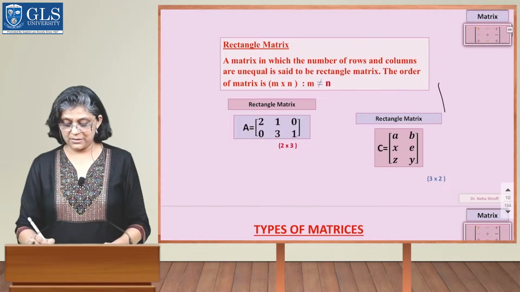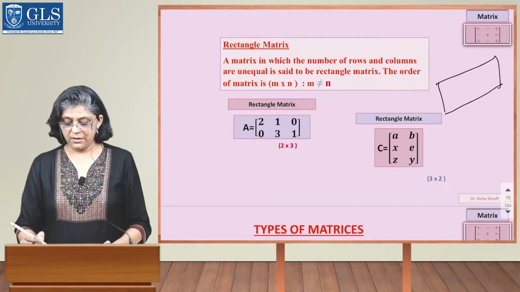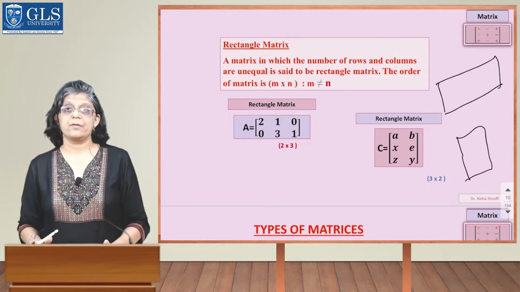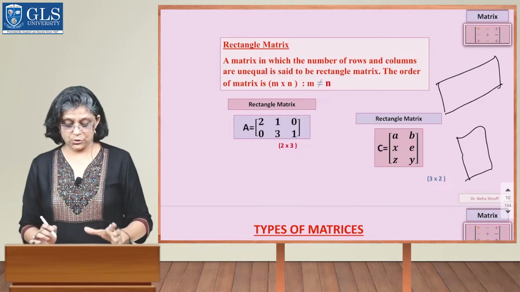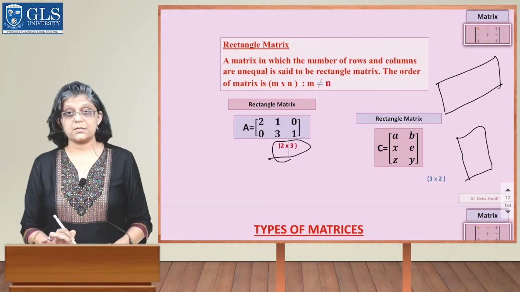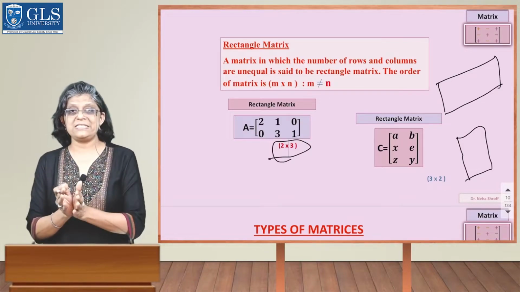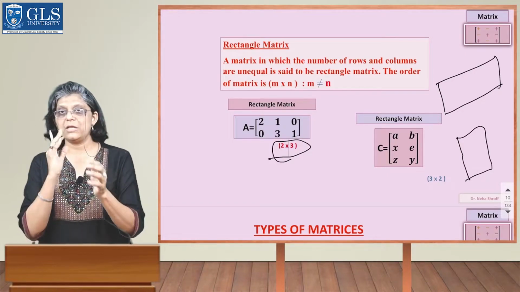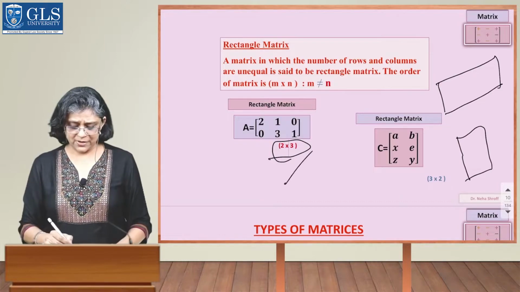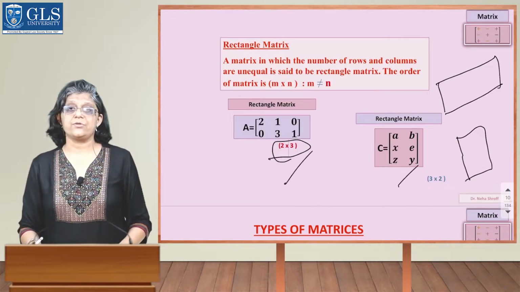Now goes the word rectangle. Rectangle means like this, either this side or this side is uneven. They cannot be the same. So 2 rows, and I have 3 columns. Both are not same. That is why it is called a rectangular matrix.